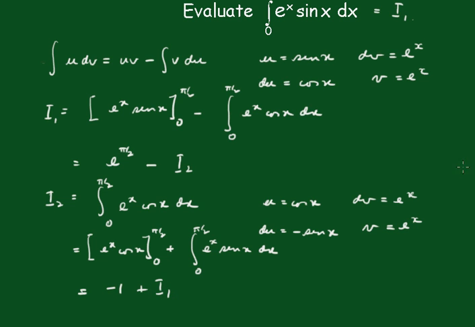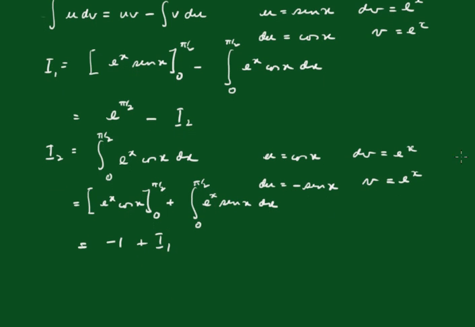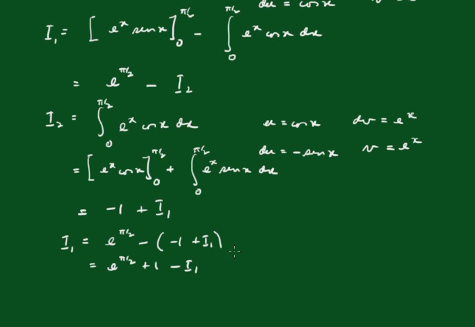Okay? So going back into this one here, we'll say that I1, the one we're after, equals e to the pi upon 2 minus 1 plus I1, and that's equal to e to the pi upon 2 plus 1 minus I1. So take this across and we get 2I1 equals e to the pi upon 2 plus 1, and that gives me that our original integral is equal to 1/2 of e to the pi upon 2 plus 1.